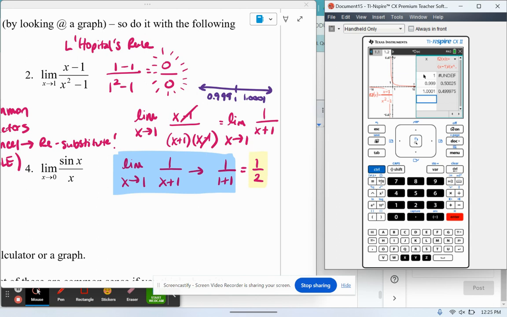Algebraically, it's a hole because it's a common factor that cancels. So algebraically, here's what we're going to do: cancel the common factors. That's just going to give us the idea of what's happening on the graph really, really close to that number, but we can't find out what's happening right at that number.